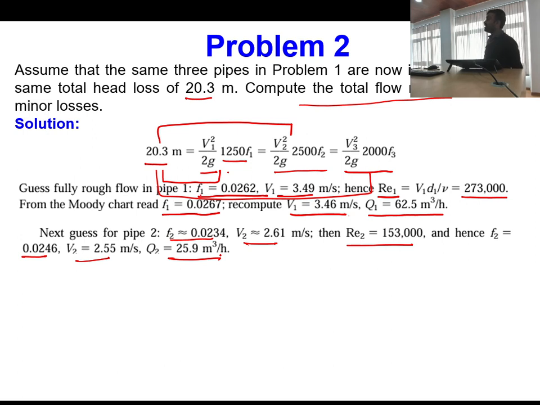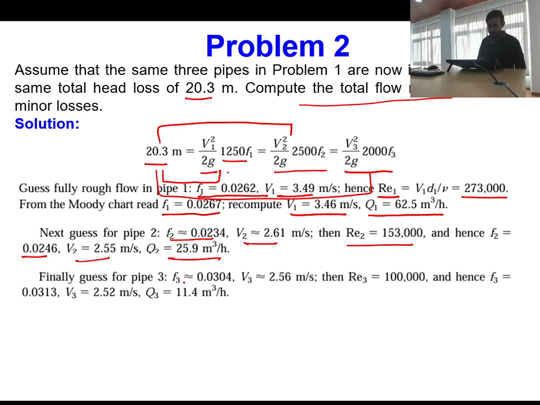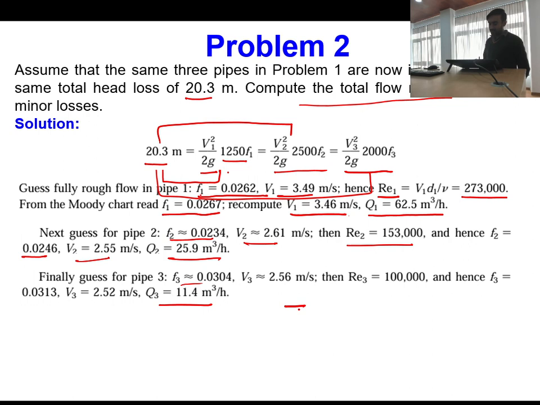Okay, same thing I need to do for the third pipe. Because this is a parallel arrangement, this is something which I have done for the third pipe and I found a flow rate of 11.4 meter cube per hour. Now what will be the total flow rate? Total flow rate will be the sum of all these three flow rates, because we are considering the parallel arrangement.